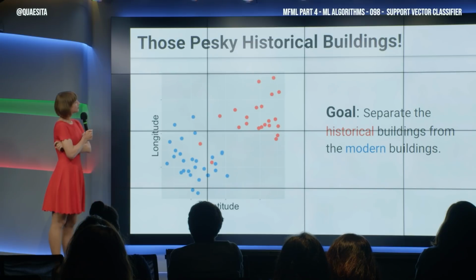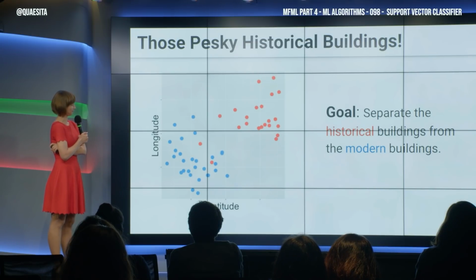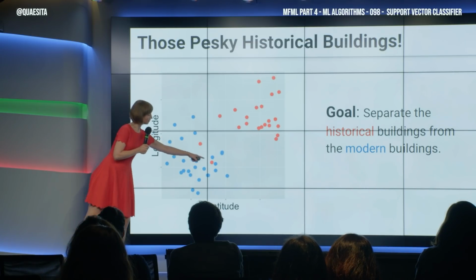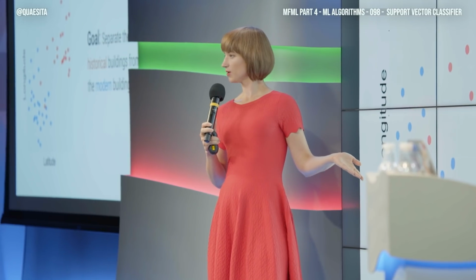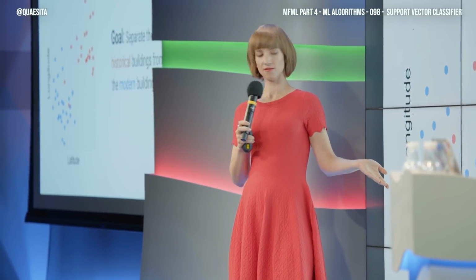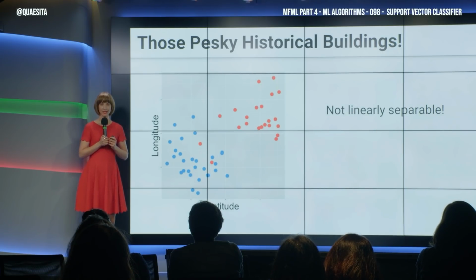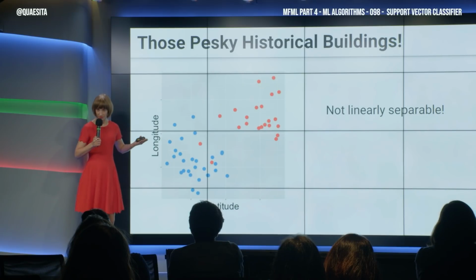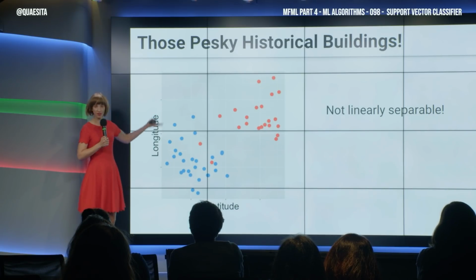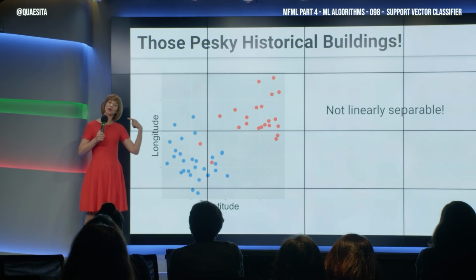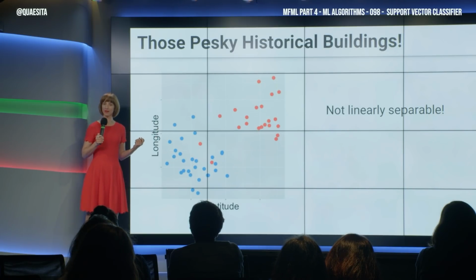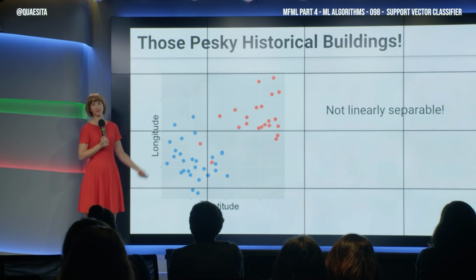What if your historical buildings have no respect for anything? Look at them there. They're in the middle of our modern neighborhood. How dare they? We statisticians have a very creative name for this situation. Wait for it. Not linearly separable. As in, you cannot use a line to separate the red from the blue. And the previous 2 methods require you to have linear separability, so they cannot work.